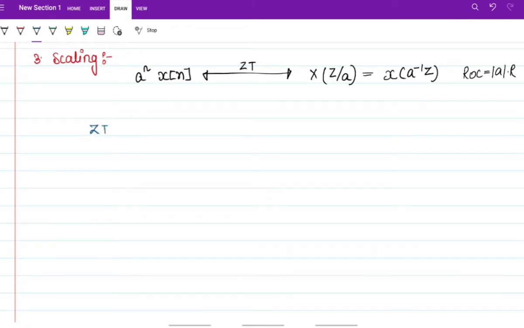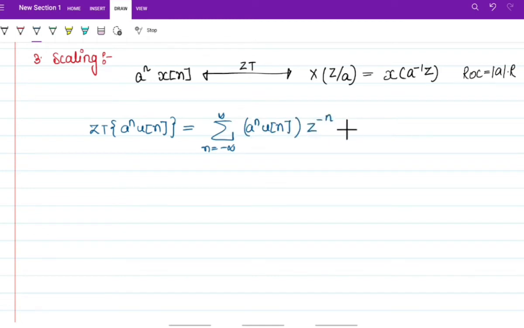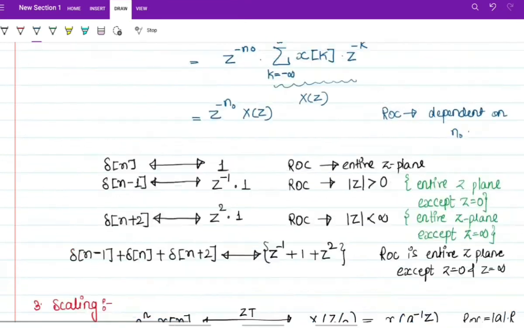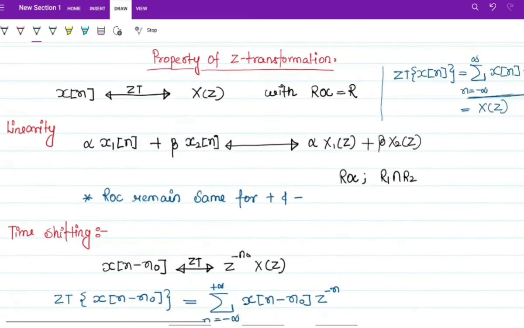The Z transformation of a to the power n u of n is equal to the summation of n from minus infinity to plus infinity of a to the power n u of n z to the power minus n. So can we write this equation as the summation of n from minus infinity to plus infinity of u of n into a times z inverse to the power n, right? Now we have seen the formula right here.